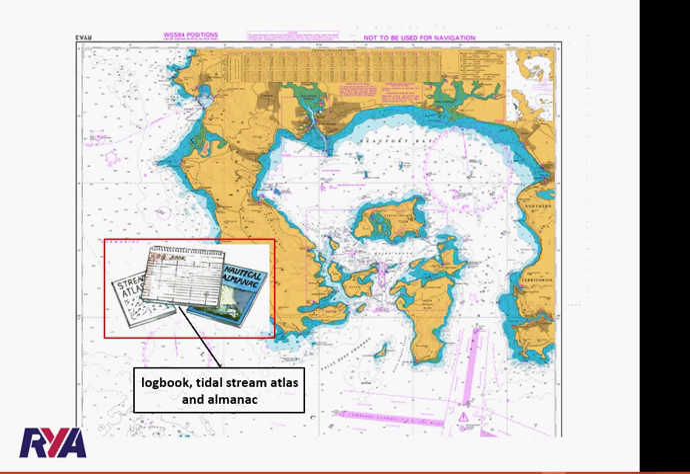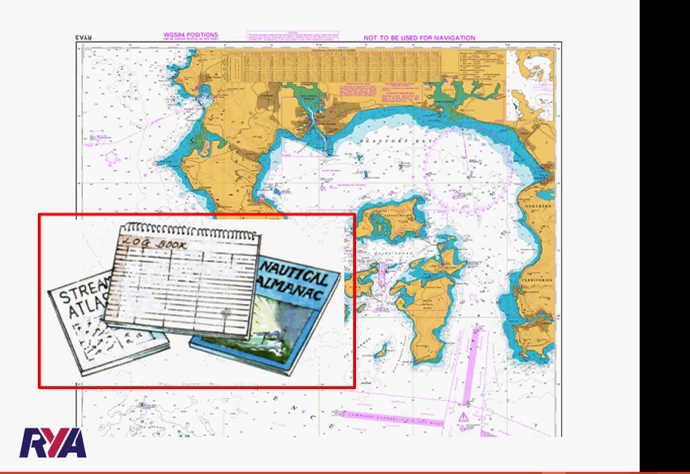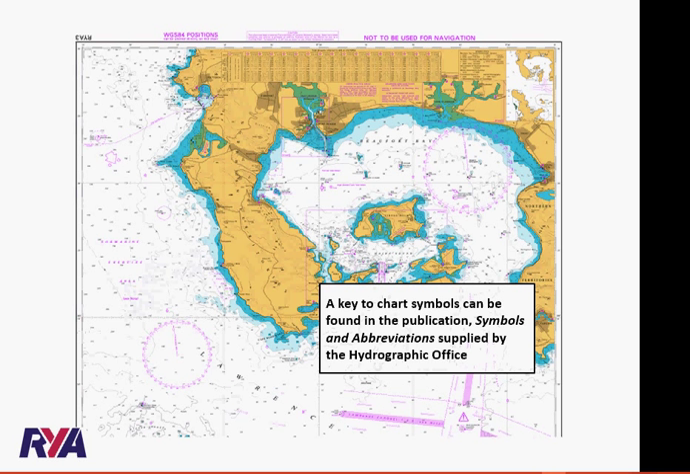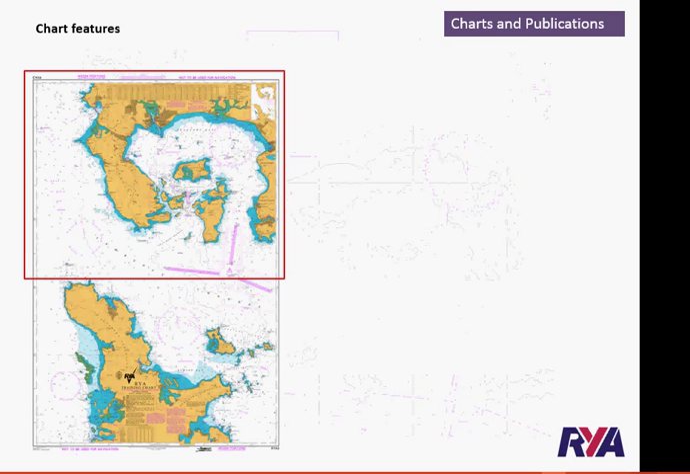Tidal books, or we should actually say logbooks, tidal stream atlases and almanacs also provide the tidal stream information for us and are used in conjunction with the charts. We also have a publication called Symbols and Abbreviations. It actually has a chart number of 5011, or known as 5011, which will tell us any of the symbols and abbreviations that are found on a nautical chart.